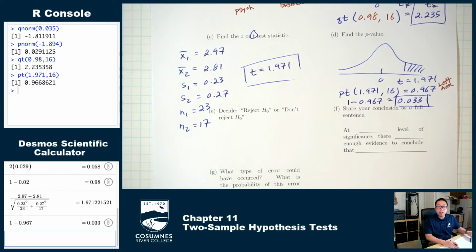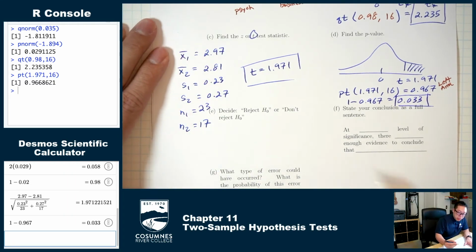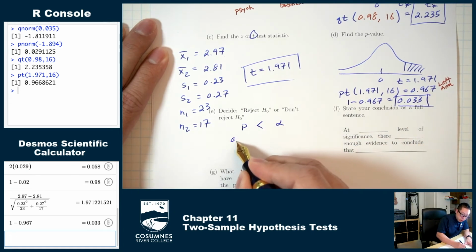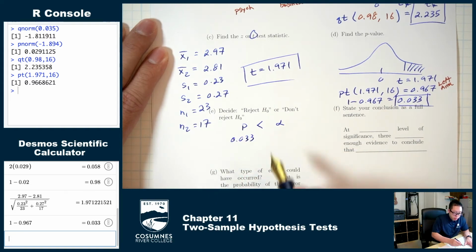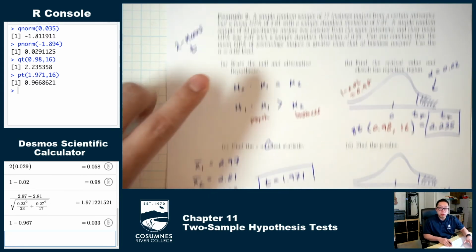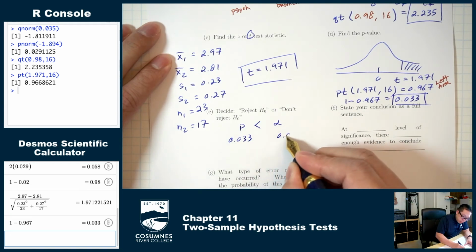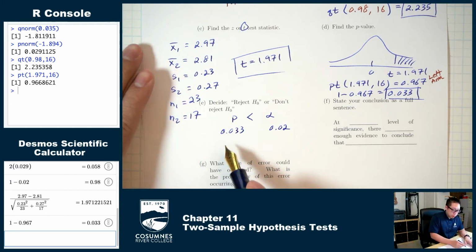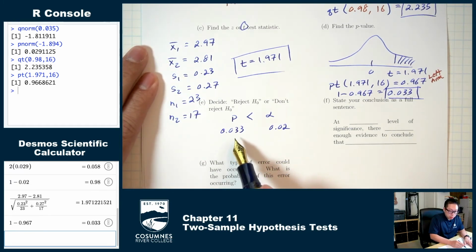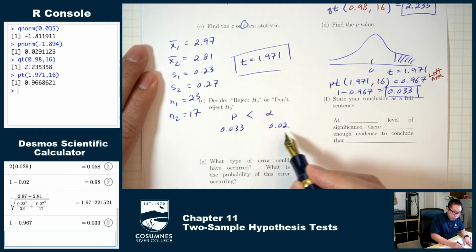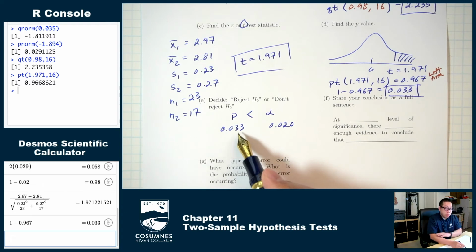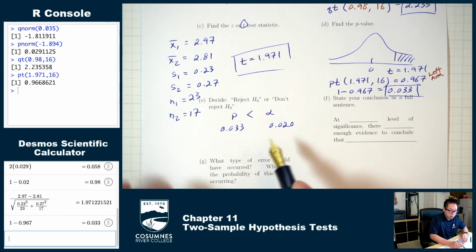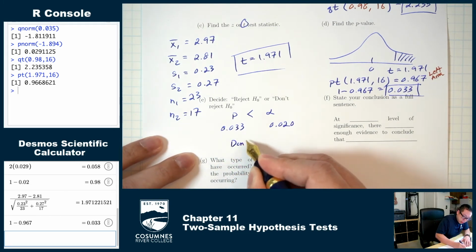Part E, reject or don't reject H0. To decide, we're going to look at the p-value and see if it's less than the alpha. P-value was 0.033. Alpha for this problem was 0.02. Okay, if you can't decide, match up the number of decimal places. This one has 3, this one has 2, so add on the 0. 033 versus 020. That's 33 versus 20. Definitely not less. If it's not less, then this is a don't reject.